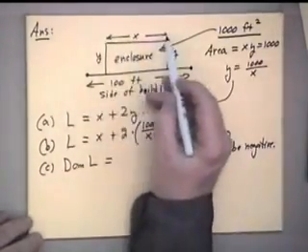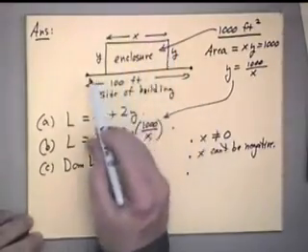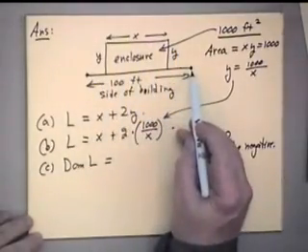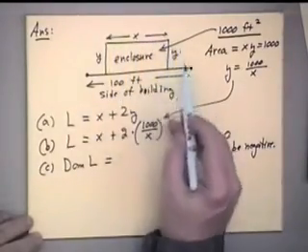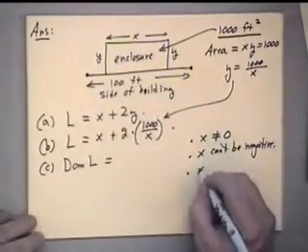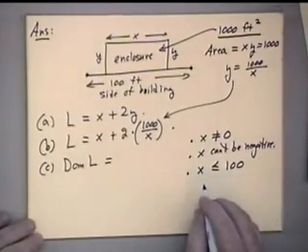Finally, this picture also suggests that x is the length of the enclosure in this direction. The side of the building is only 100 feet, and this has to butt up against it. So the largest x could be would be 100. So x has to be less than or equal to 100, also determined by the problem.